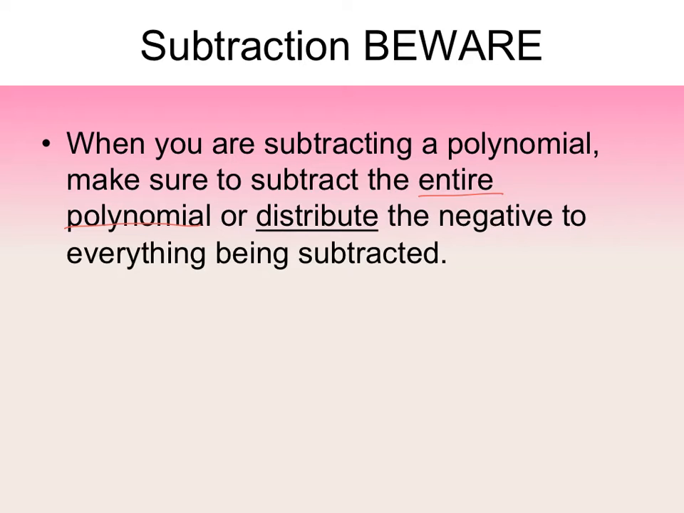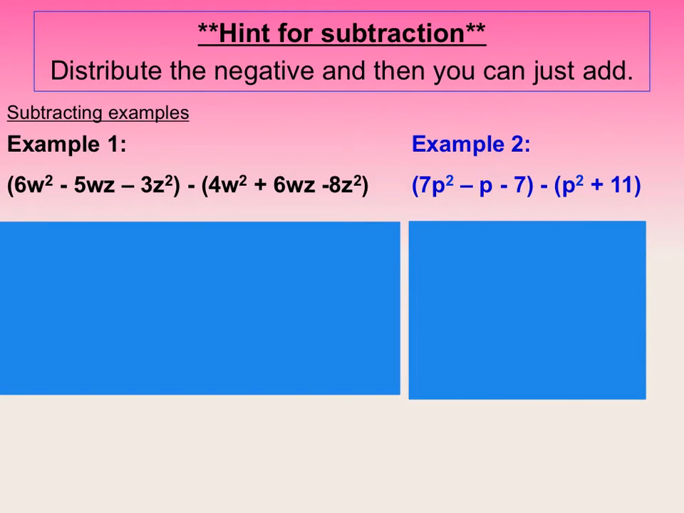So let's take a look at a couple of examples of that. Our first example here, we've got this entire trinomial, 6w squared minus 5wz minus 3z squared, and then you're subtracting that whole entire second trinomial, 4w squared plus 6wz minus 8z squared. So what you need to think about is that it's minus 4w squared minus 6wz minus negative 8z squared.